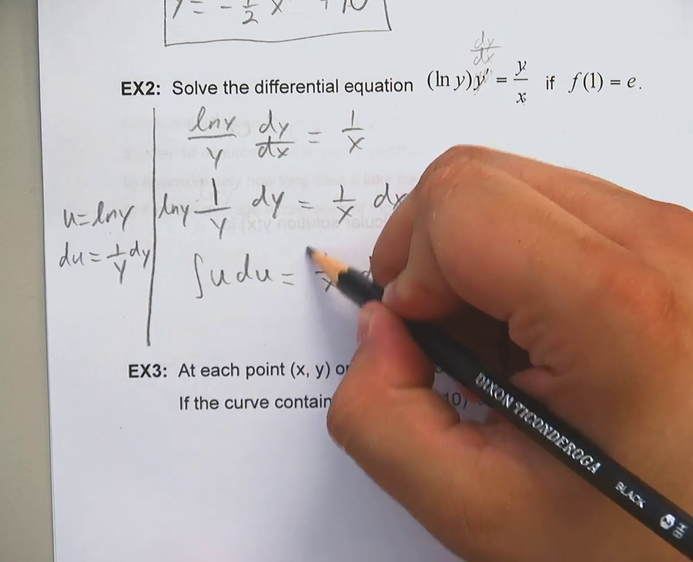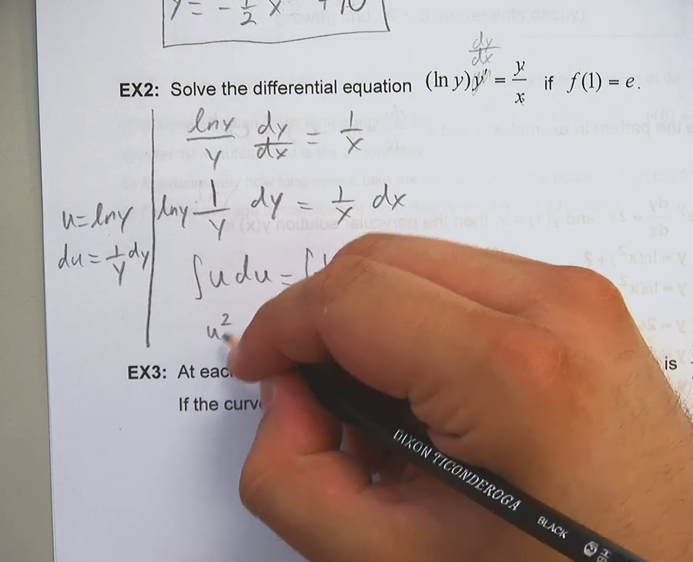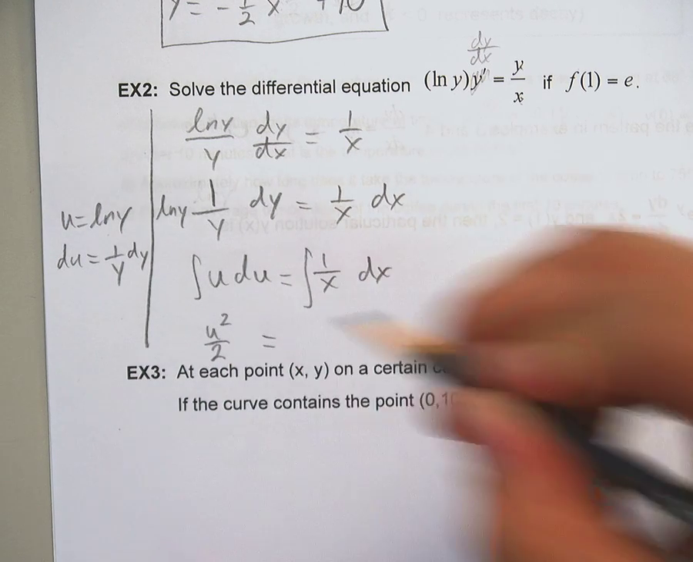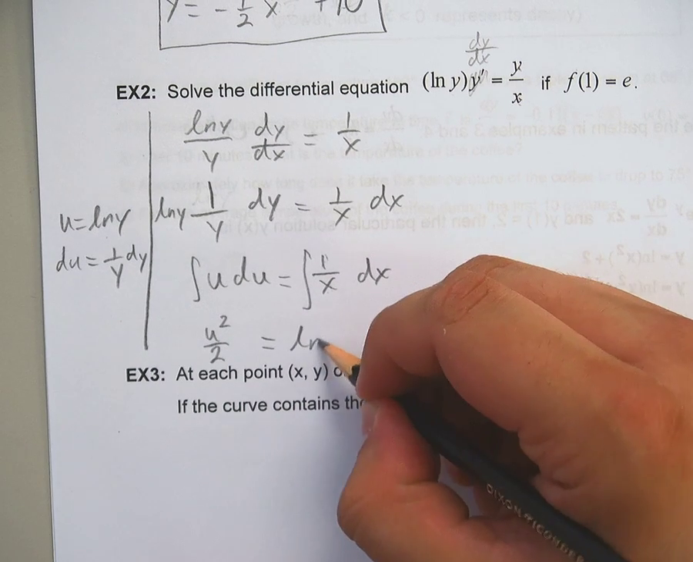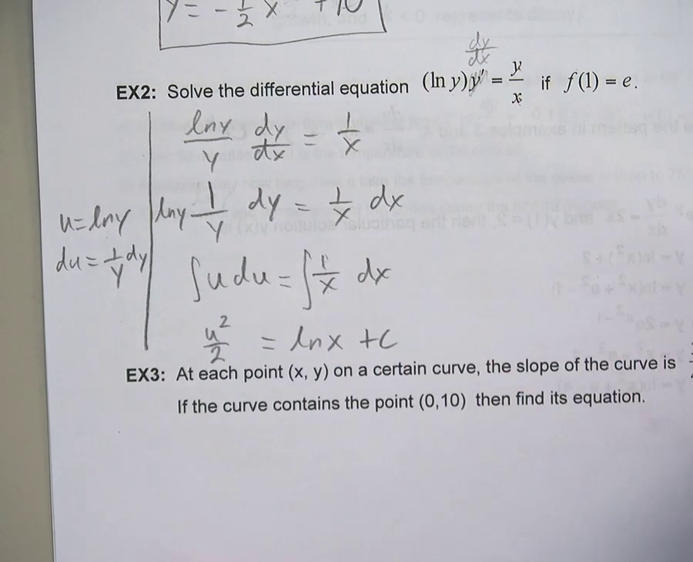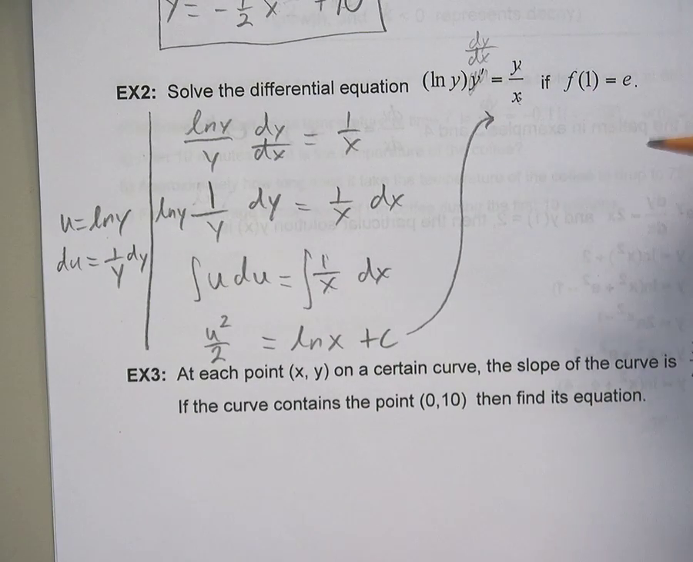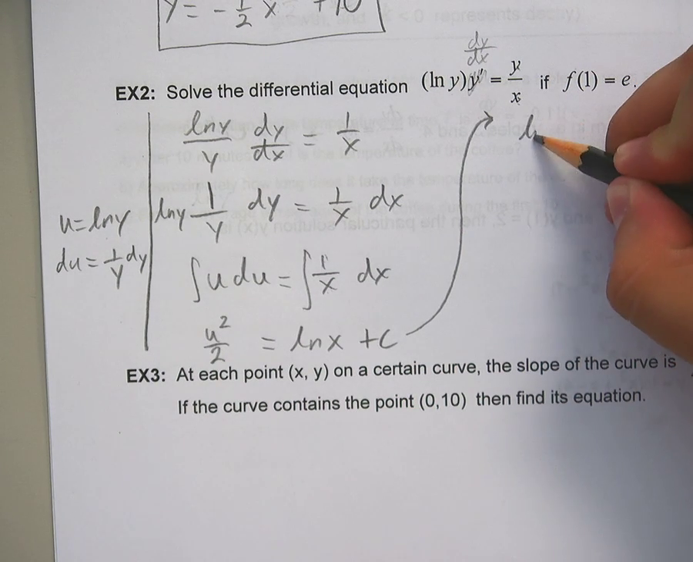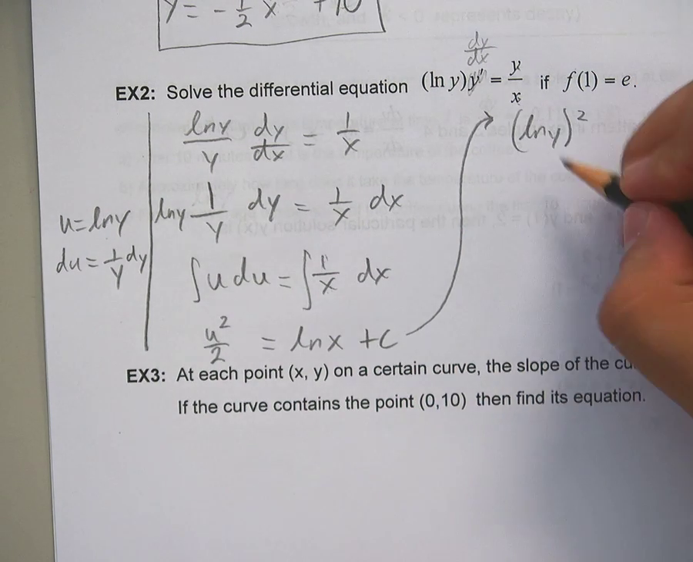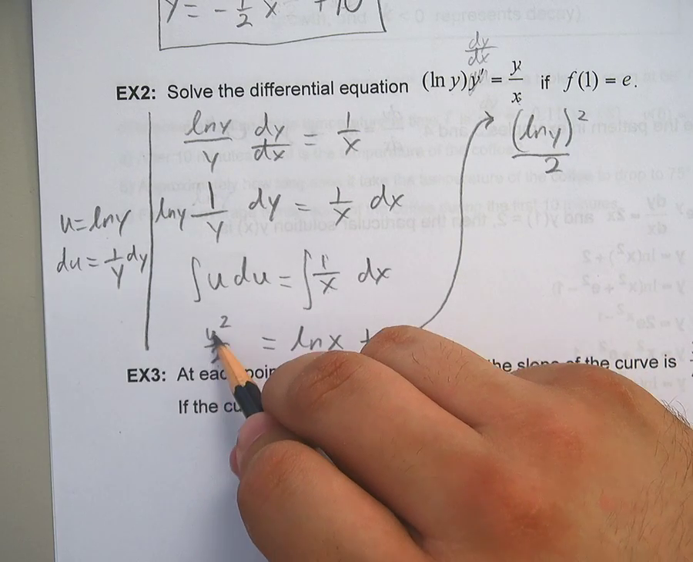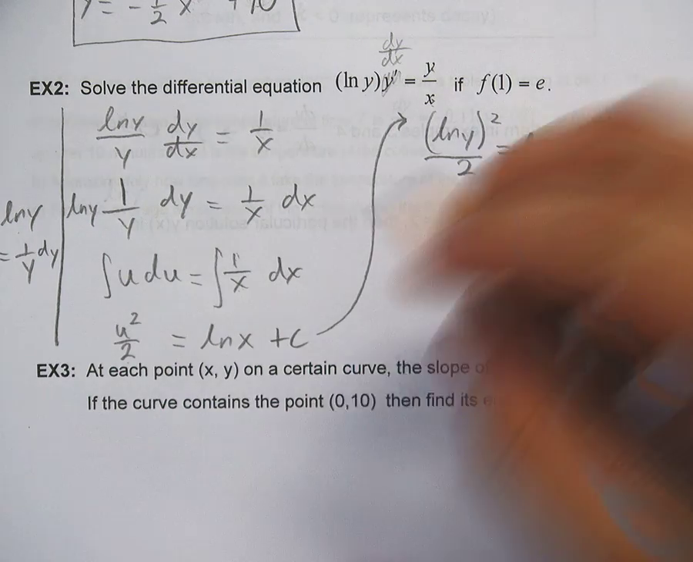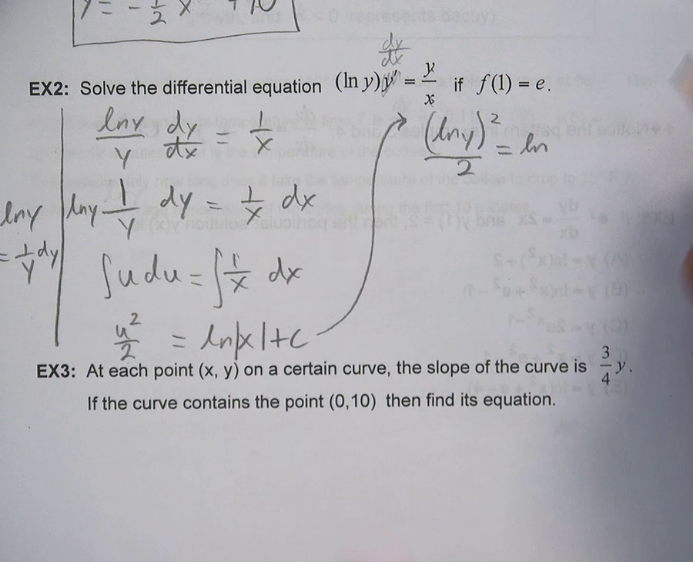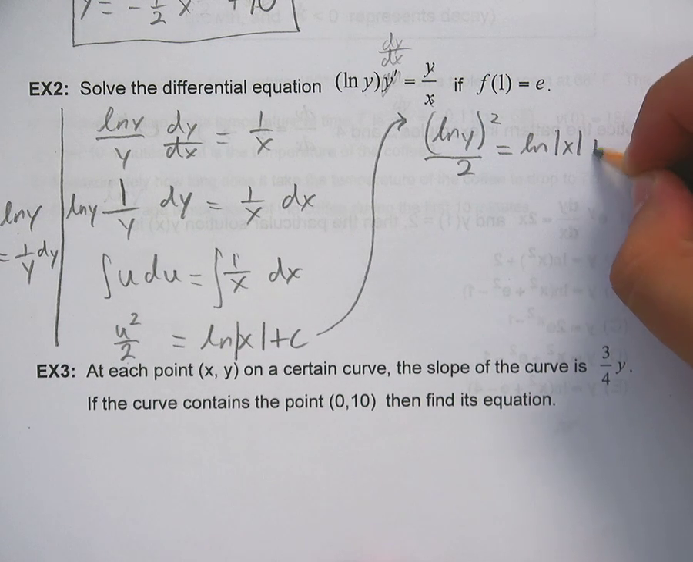So integrate both, and you end up with u squared over 2. The integral of 1 over x is the natural log of x plus c. And then plug your u back in. I'll bring that up here before I do that. Plug u back in, and you get the natural log of y squared over 2, natural log of y squared over 2 is going to be equal to the natural log, I'm sorry, I forgot my absolute values. How dumb of me. Of the absolute value of x plus c.